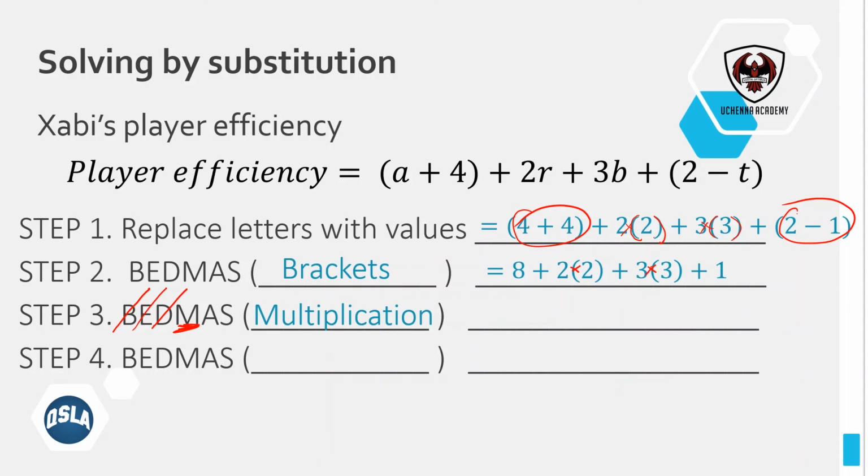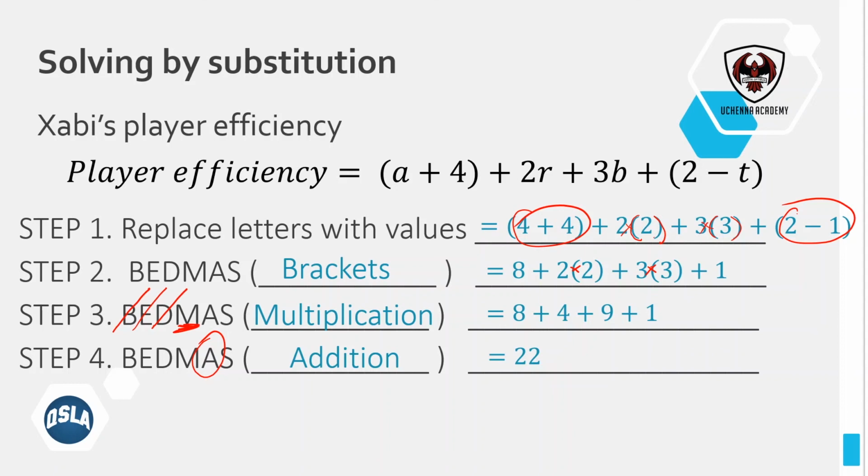Going ahead and multiplying that, we would rewrite the 8, and then 2 times 2 is 4, 3 times 3 is 9, and then plus 1. Again, it's very important that you keep writing everything down so that you don't forget to actually do it. So we've done multiplication, then it's addition. Of course, that's the last operation. We don't have any subtraction in this step, and we generally do it from left to right. So 8 plus 4 is 12, 12 plus 9 is 21, plus 1 is 22. So Xabi's efficiency is 22.